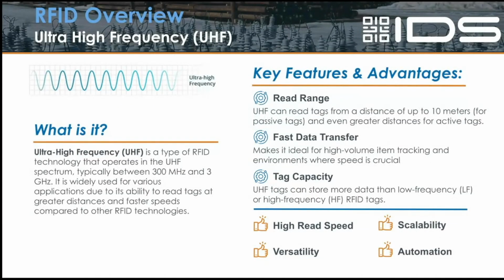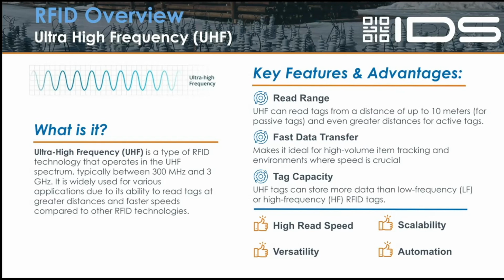So just about some of the technology, UHF, this is our old passive technology. Ultra high frequency is a type of RFID technology that operates in the UHF spectrum, typically between 300 megahertz and 3 gigahertz. It's widely used for various applications due to its ability to read tags at a greater distance and faster speeds compared to other RFID technology.